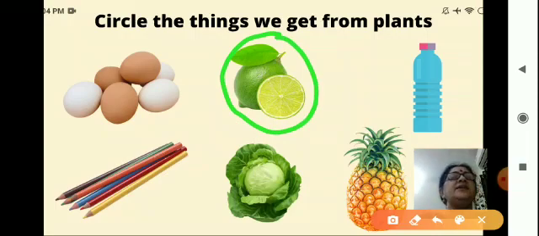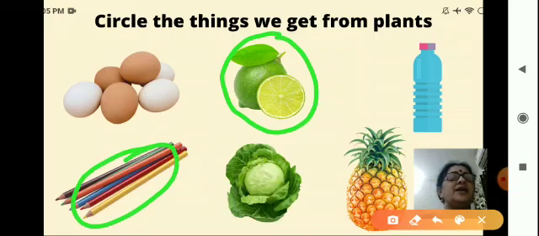So it is correct. And this one, blue color plastic bottle, do we get plastic from plants? No. So no need to circle this bottle. What about pencil? Do we get pencil from plants? No. Then what? We get wood from plants, and with that wood we make pencils. So this is also correct.